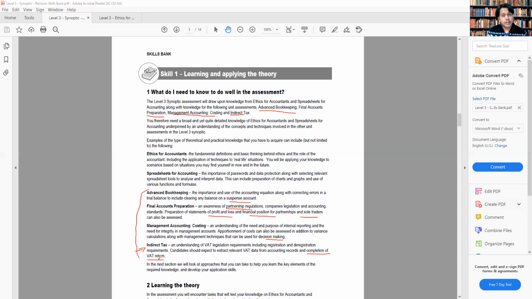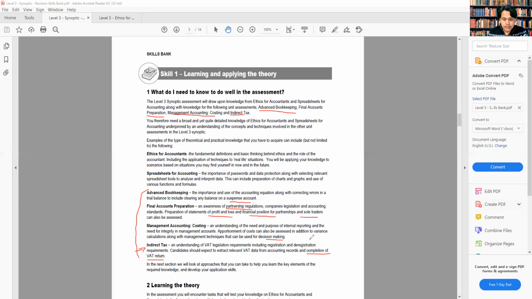For the advanced bookkeeping, the variance analysis, find the difference between the budgeted and actual. So this has to be in your head. If you forget that already, you need to quickly revise so that when this question comes in the exam, you can do that.